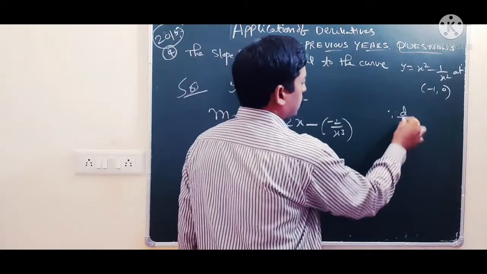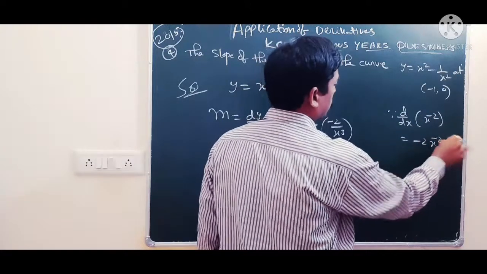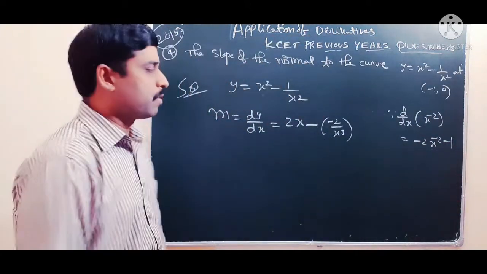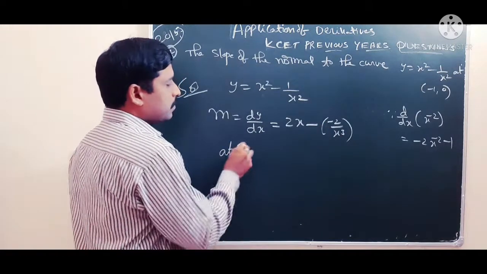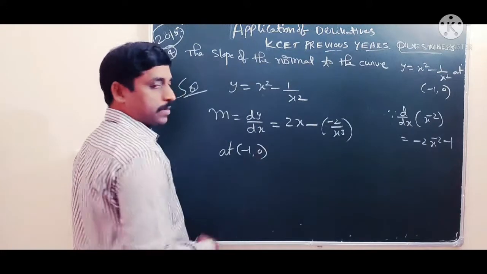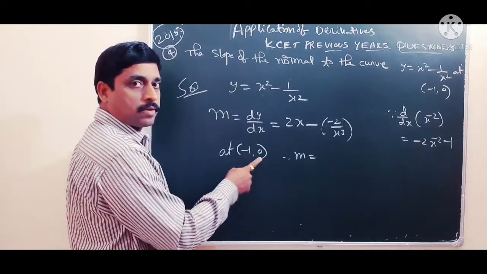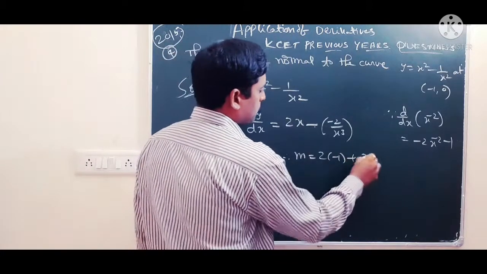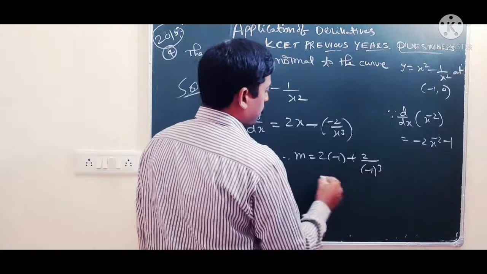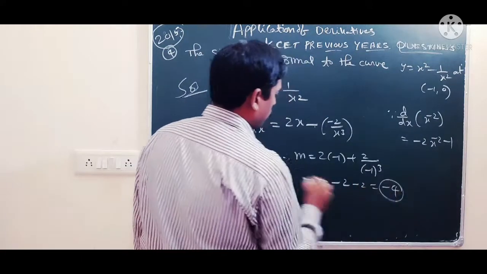Okay, differentiation of 1 by x square. 1 by x square means x to the power minus 2, n into x power n minus 1, minus 2 by x power minus 2, that is minus 2 by x cube. Okay, at point given minus 1 comma 0. Therefore m is equal to, on replacing x by minus 1 and y by 0, 2 into minus 1, minus 2 by minus 1 whole cube, this is minus 2, plus 2, giving minus 4.